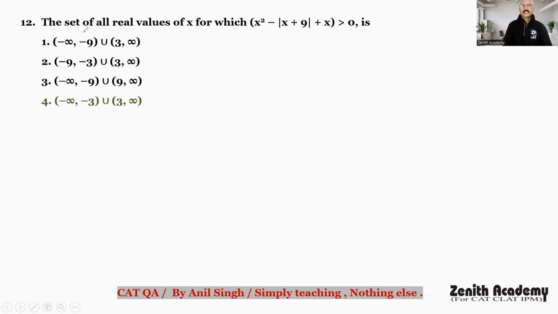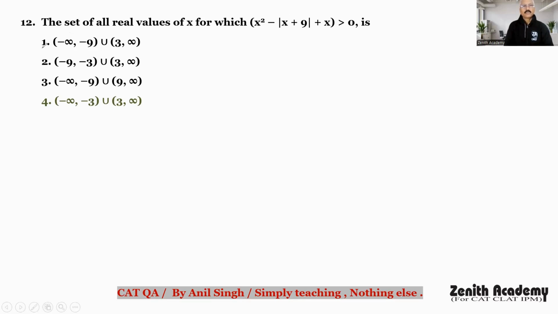Now the new question. The set of all real values of x for which x square minus mod of (x plus 9) plus x is greater than 0. So here, among the given choices, one of the choices is the final answer. The quicker approach to this question is to take the support of the choices.